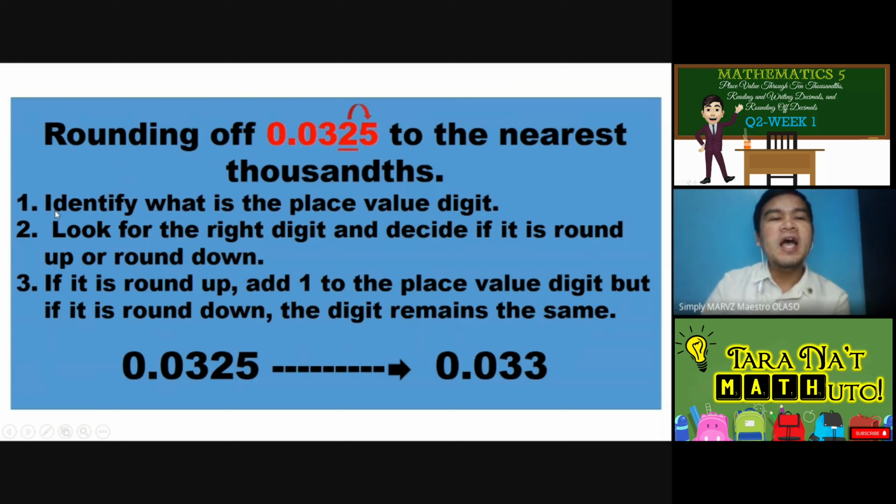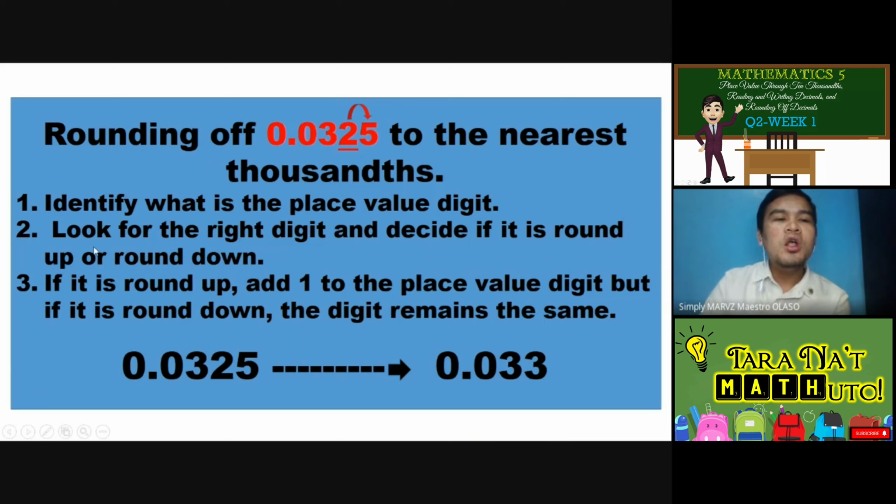Step number 1, identify what is the place value digit. So, alin dito ang nasa thousandths? 2. Tatandaan natin ulit ha. Yung 0 tenths, yung 3 hundredths, yung 2 thousandths, yung 5 ten thousandths. Tandaan lang natin yan. So, si 2 ang nasa thousandths. So, okay na tayo sa number 1.